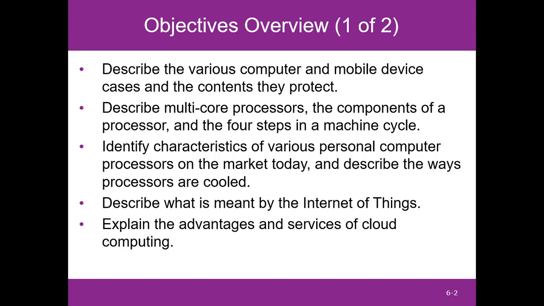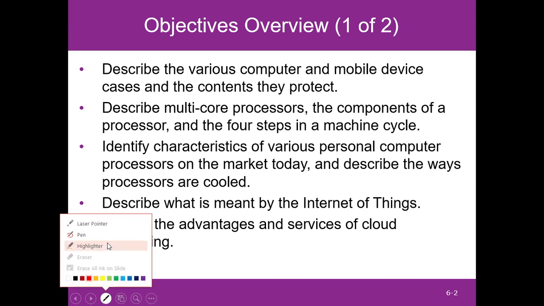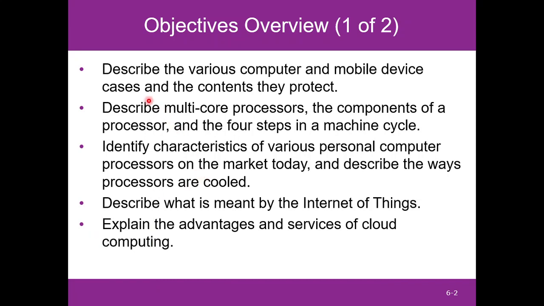So we'll start with the outermost part of the hardware, the casing of a computer and a mobile device. We'll look at it. Then we will go inside, and we'll start from the CPU, the central processing unit of the computer. We'll talk about the microprocessor, and nowadays we have multi-core microprocessors. So we'll talk about what multi-core microprocessors are, and some other things related to microprocessors.